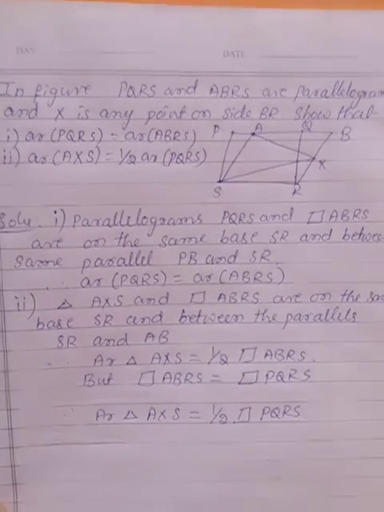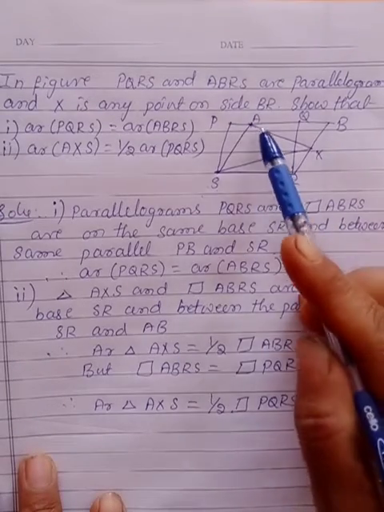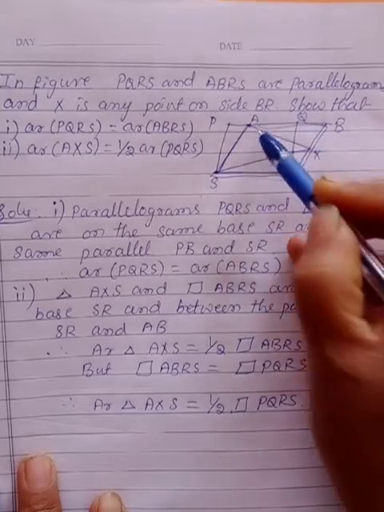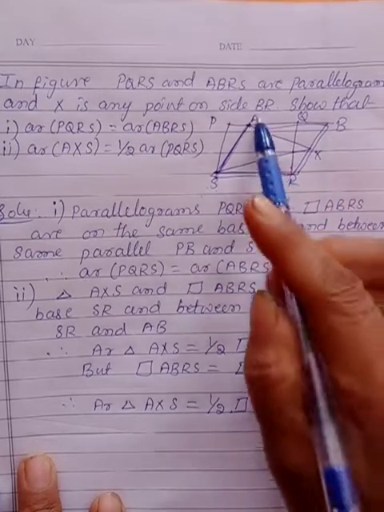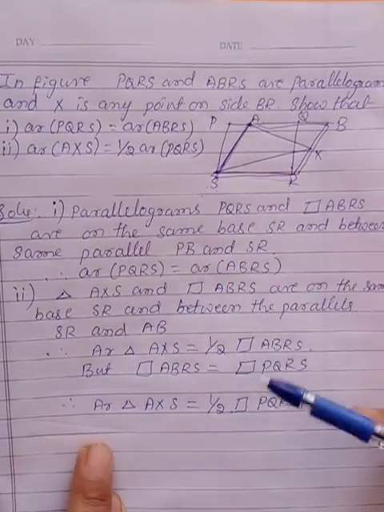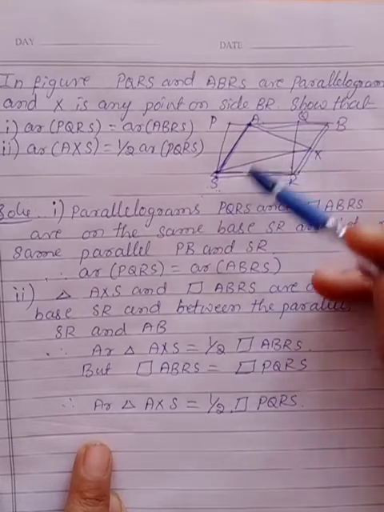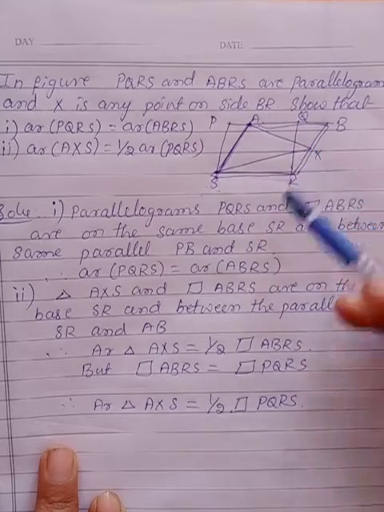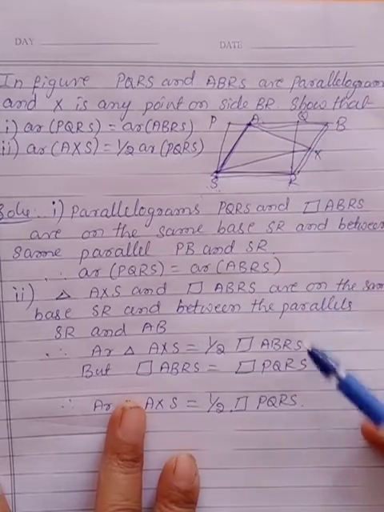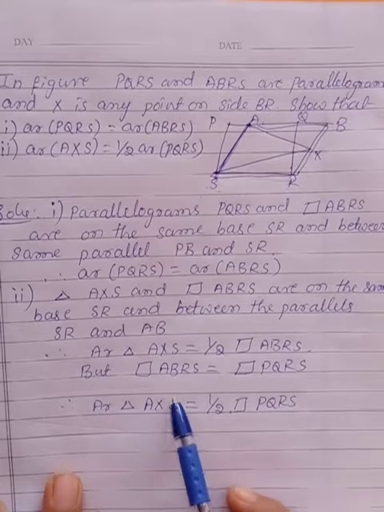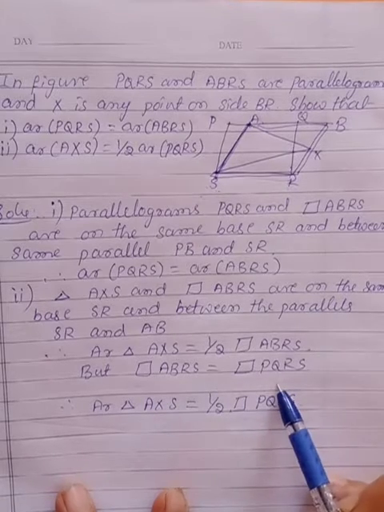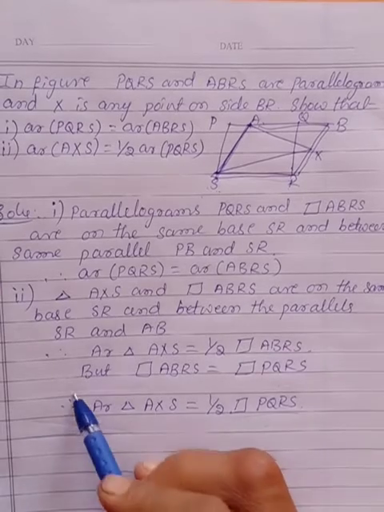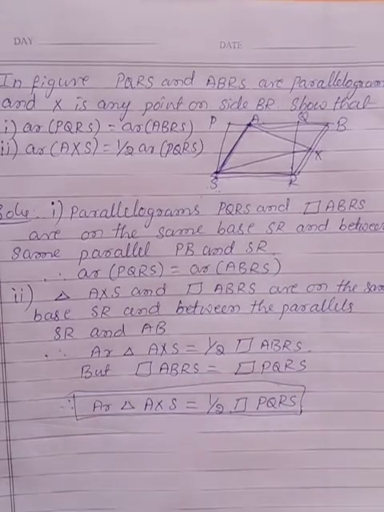First proof finished. Now for the second proof, you can observe that ABRS is a parallelogram. In this parallelogram, on the base AS, we are having a triangle between the parallels AS and BR. That's why you can write that area of AXS is half of ABRS. But ABRS is equal to what? PQRS. So instead of ABRS, if you substitute PQRS, we will get our second proof.